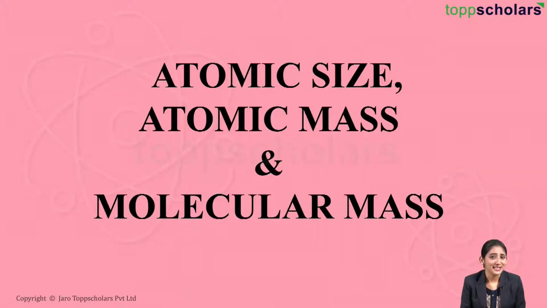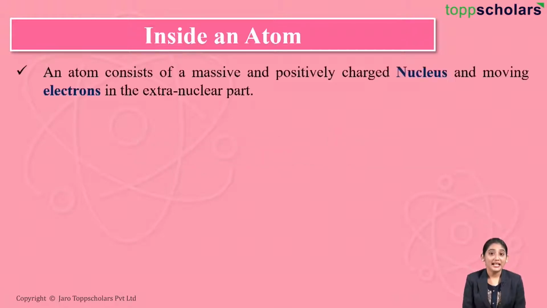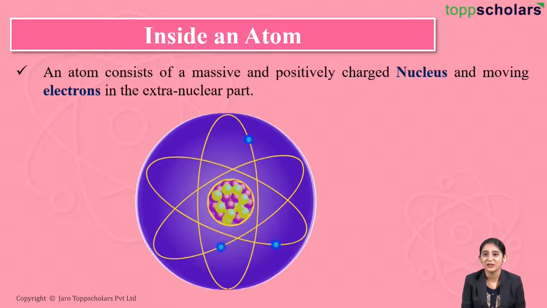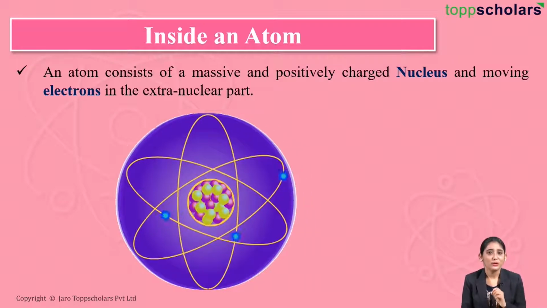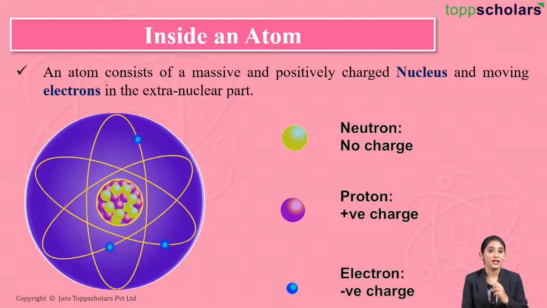Today we'll be discussing atomic size, atomic mass and molecular mass. What is an atom made up of? Yes, an atom consists of a massive positively charged nucleus and electrons which keep moving in the extranuclear part. So, the nucleus consists of protons and neutrons, whereas we have the electrons which keep revolving in the extranuclear part.